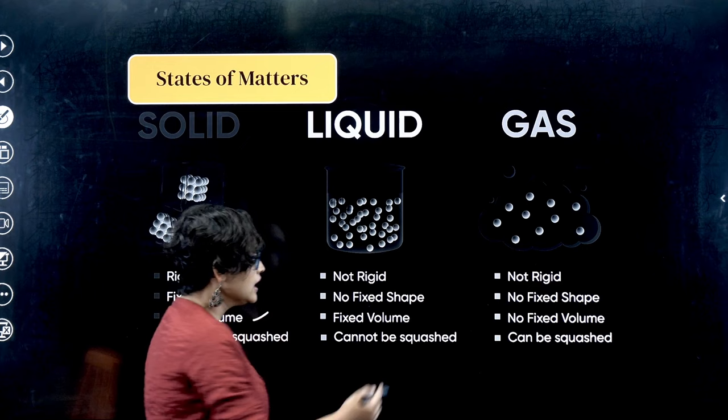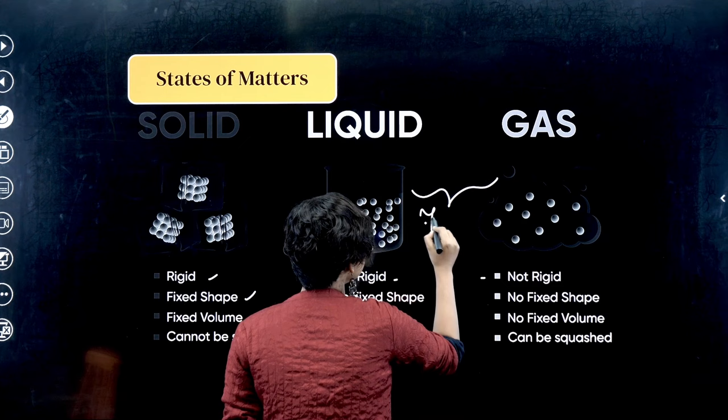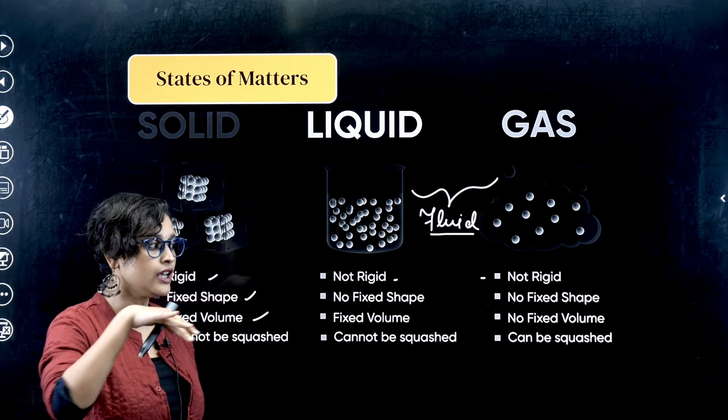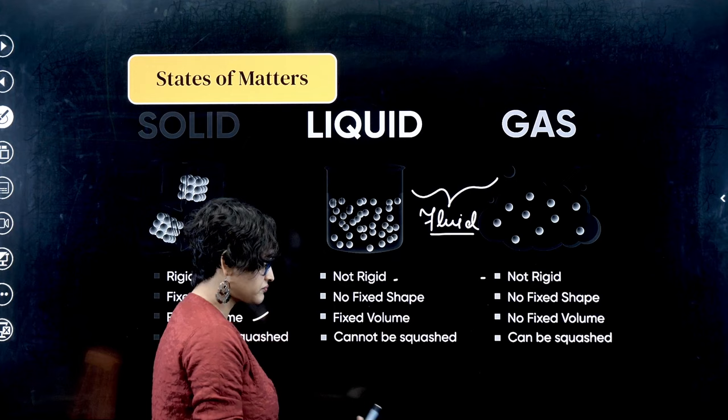Now, do you see that both of them are not rigid, which is why we call these fluid, okay? Liquid and gases are called fluid because they flow, right? So they do not have a fixed shape. Of course, liquid does not have a fixed shape.